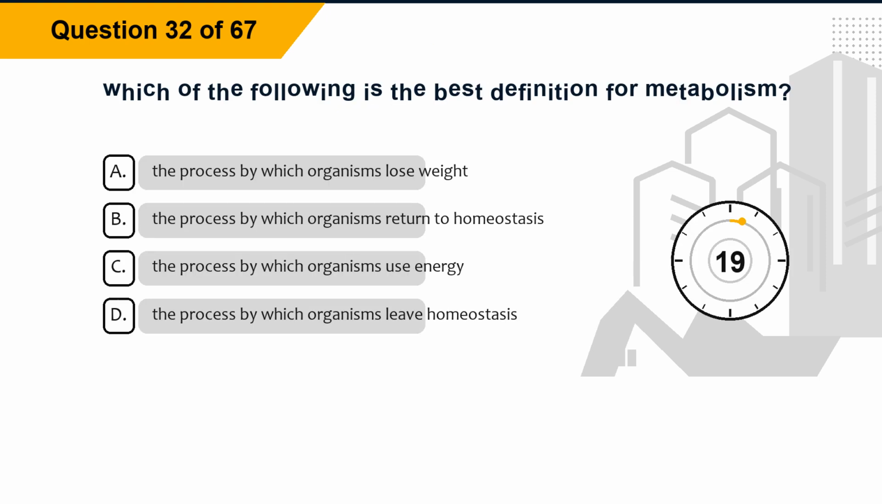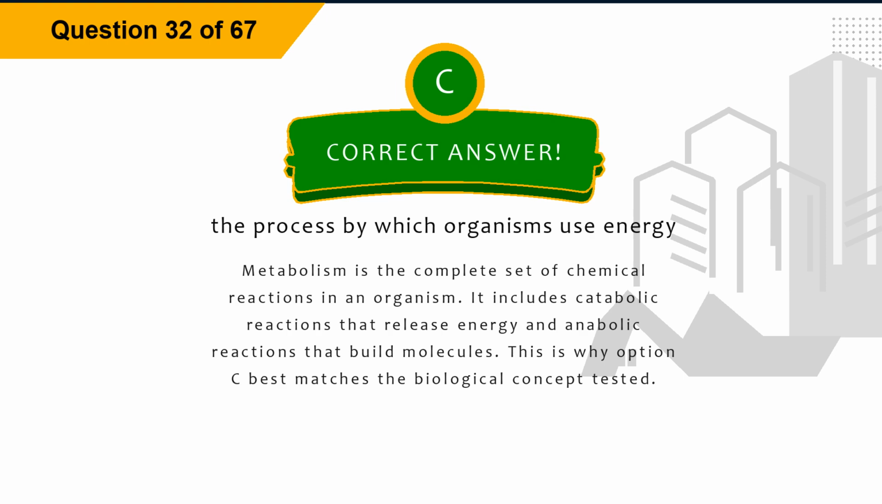Question 32. Which of the following is the best definition for metabolism? Option A, the process by which organisms lose weight. Option B, the process by which organisms return to homeostasis. Option C, the process by which organisms use energy. Option D, the process by which organisms leave homeostasis. The correct answer is option C, the process by which organisms use energy. Explanation. Metabolism is the complete set of chemical reactions in an organism. It includes catabolic reactions that release energy and anabolic reactions that build molecules. This is why option C best matches the biological concept tested.